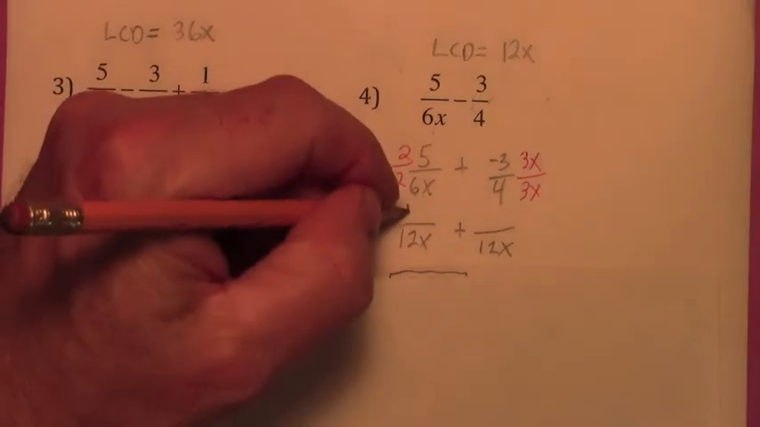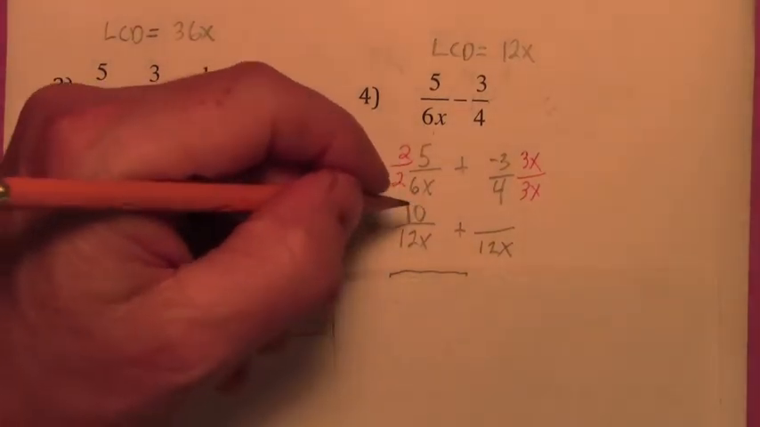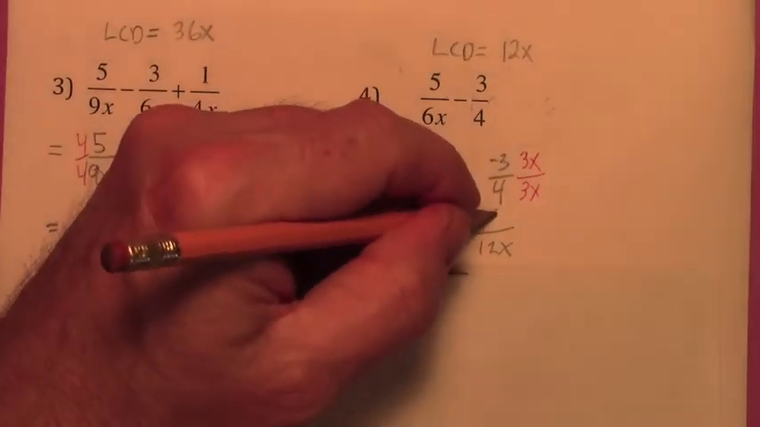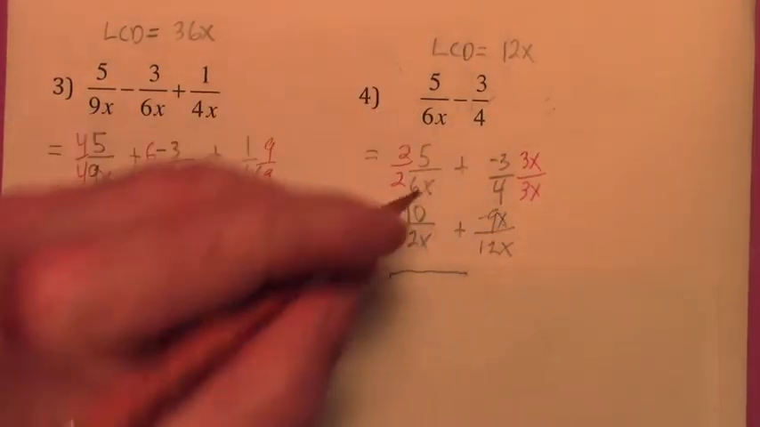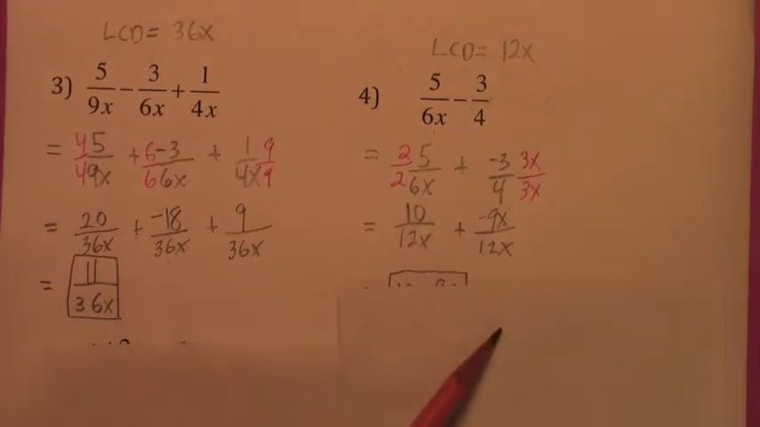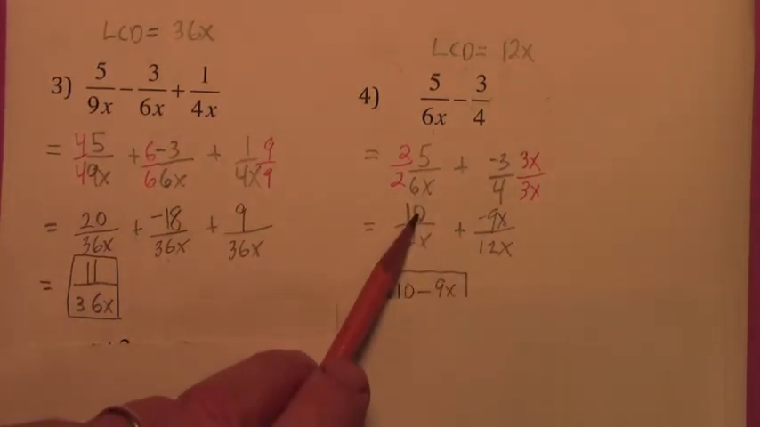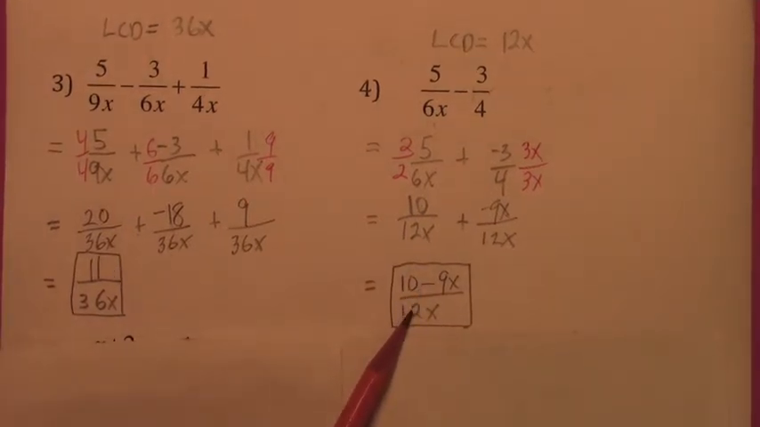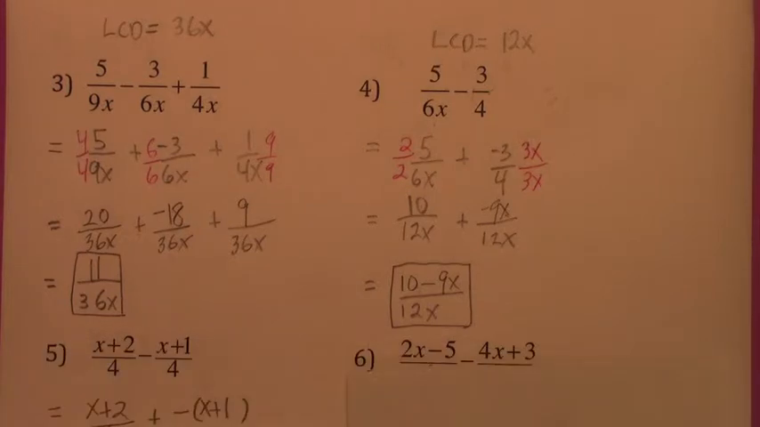So this becomes 10 over 12x plus negative 9x. When you add these together, you add the numerators, now that the denominators are the same. What is 10 plus negative 9x? You can't combine them. They're not like terms. So be careful in this problem. This is your answer. You could write it as a subtraction, I guess. 10 minus 9x over 12x, but make sure you understand you can only combine like terms.